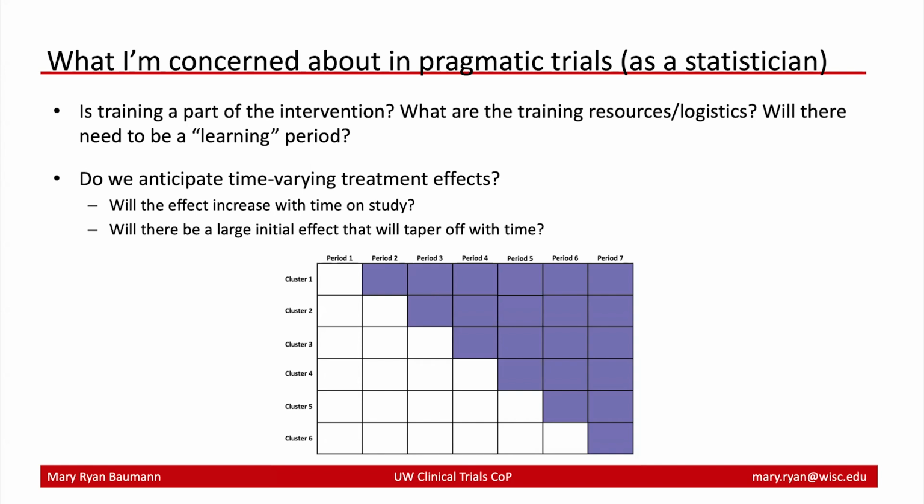And then with that, do we anticipate any time varying treatment effects? So for example, in something like a step wedge design, where you're going to have groups that are going to be on the intervention for longer periods of time, do you think that the effect of the intervention is going to increase with time on study? Or do you anticipate that you might have a really large initial effect that will taper off with time? So people are very adherent to it at the beginning and then taper off once they've gotten used to it, and they don't really care about it so much anymore. Those need to be integrated.